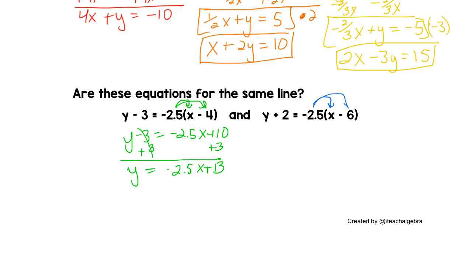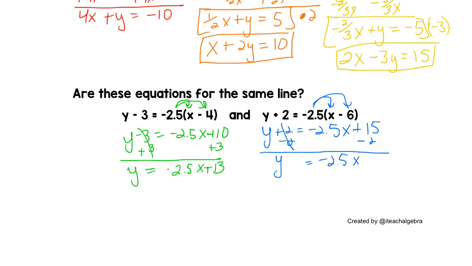Let's do the next one. Distribute. Y plus 2 equals -2.5x plus 15. Subtract 2. That's y equals -2.5x plus 13. So are these the same line? Yes, they are.